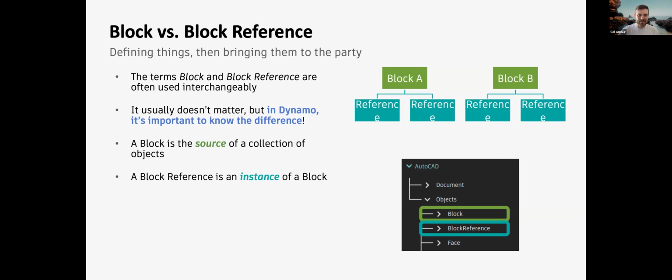So it usually doesn't matter when you're just working in AutoCAD or Civil 3D, but in Dynamo, it is actually kind of important to know the difference because you're going to be working either specifically with blocks or with block references. And so a block is the source of a collection of the objects, and a block reference really is the instance of a block or a copy of that block, if you will. And you can have numerous different copies of that block as a block reference, but you only have one of that block itself, which is that source.